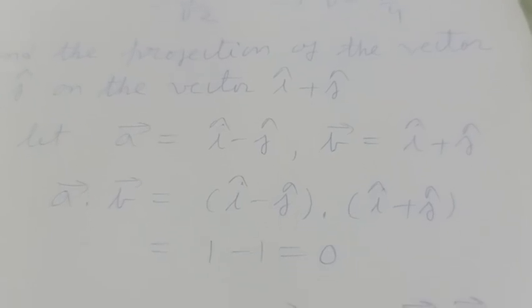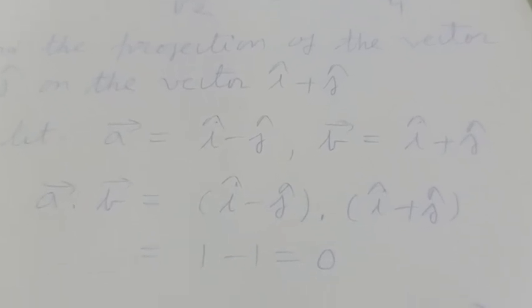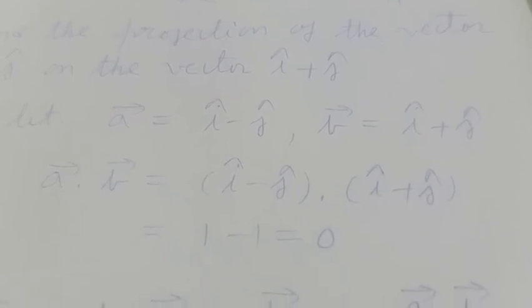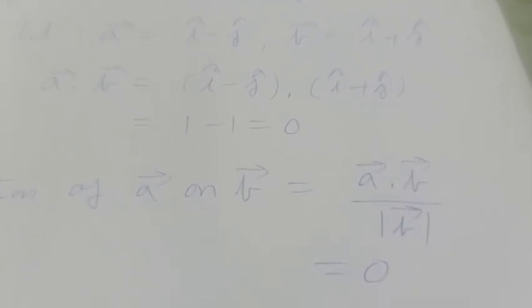Next one is find the projection of the vector i minus j on the vector i plus j. So we will assume here that vector a equal to i minus j and vector b equal to i plus j. And we will find first a dot b, that comes out to be 0, because i dot i equals 1, but i dot j 0, j dot i 0, and j dot j 1, that means 1 minus 1 equal to 0. So projection of a on b will be a dot b upon mod b, and since a dot b is 0, therefore projection will be 0.